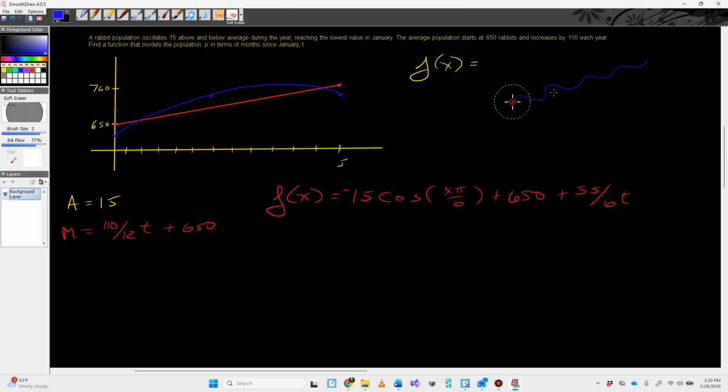But my fault was thinking that this was harmonic motion. It's not. This has nothing to do with harmonic motion. It's just a sinusoidal function on a slope. That's really all it is. And I have my function here that describes my sinusoidal function of rabbits on a slope. And they're not asking me for anything else other than that function. So there it is. That is the function that they're looking for. Hopefully that makes sense.